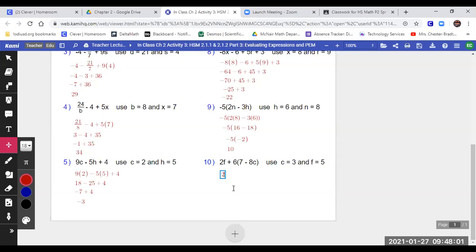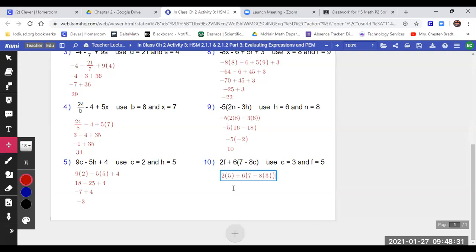It says 2F. So what do I do with that F? Put the parentheses and put the 5 for the F. Yes. And then we say plus 6. And we put the parentheses that's already there, and the 7 that's already there, and the minus that's already there, and the 8 that's already there, and parentheses 3, because that's what they told us the C was worth.